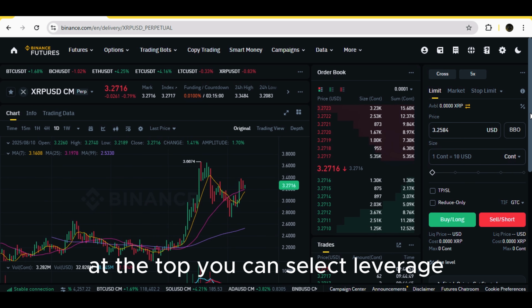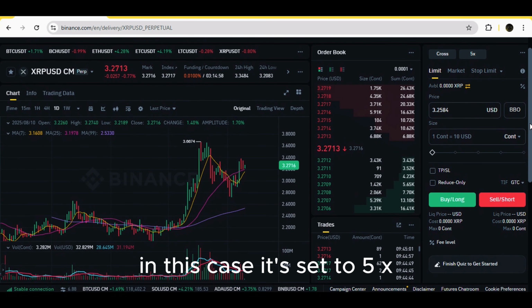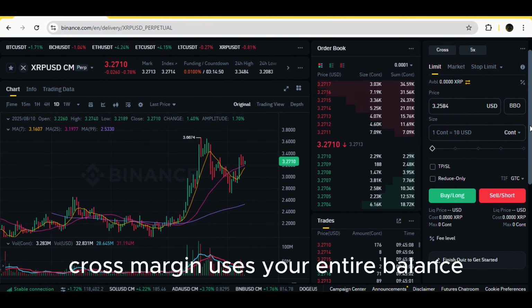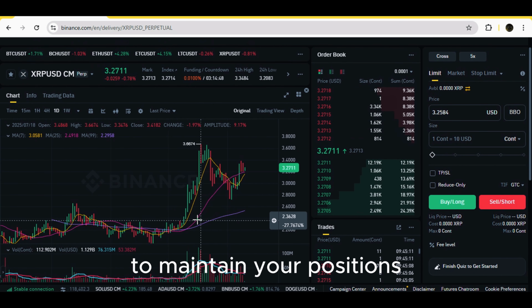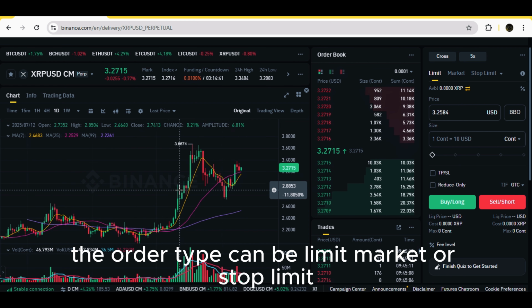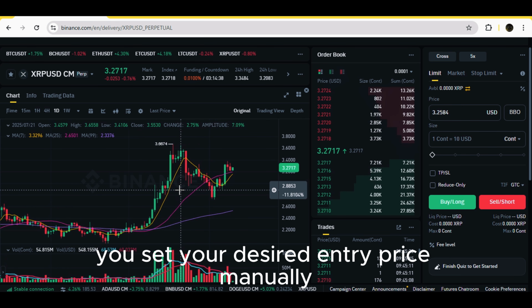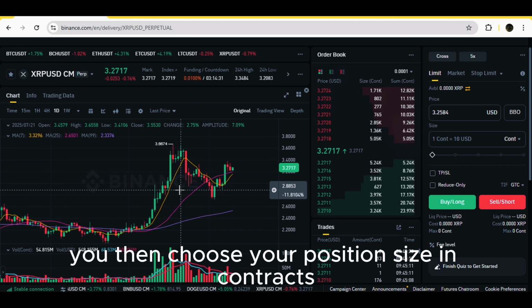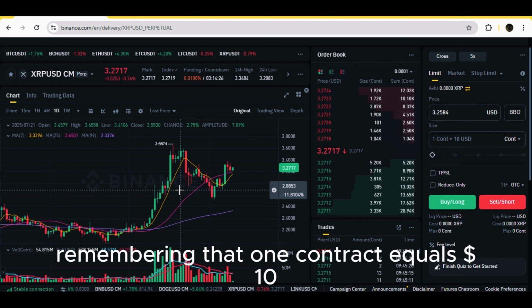On the far right, we have the order entry panel. At the top, you can select leverage. In this case, it's set to 5x, and choose between cross-margin or isolated margin. Cross-margin uses your entire balance to maintain your positions, while isolated margin only uses the margin you set for that specific trade. The order type can be limit, market, or stop limit. For a limit order, you set your desired entry price manually, or click the BBO button to set the best bid or offer. You then choose your position size in contracts, remembering that one contract equals $10.